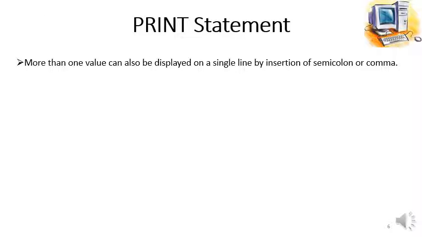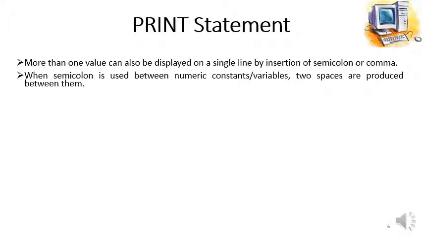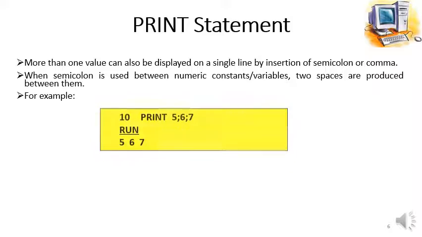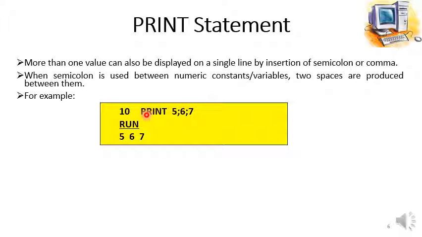More than one value can also be displayed on a single line by insertion of semicolon or comma. When semicolon is used between numeric constants or variables, two spaces are produced between them. For example, like we have this print statement where we are displaying these constant values 5, 6 and 7. We want to display these three values on the same line, separated by two spaces. So for two spaces we have to put semicolon between these three constant numbers.